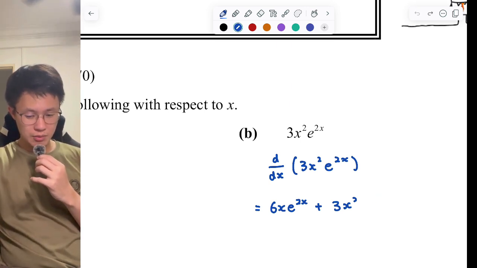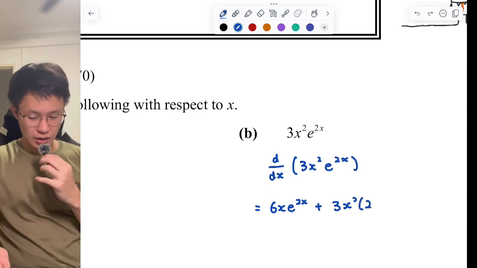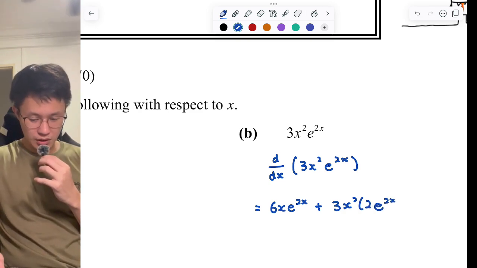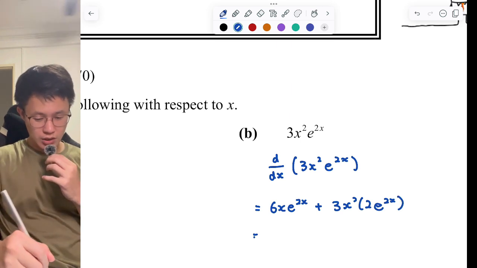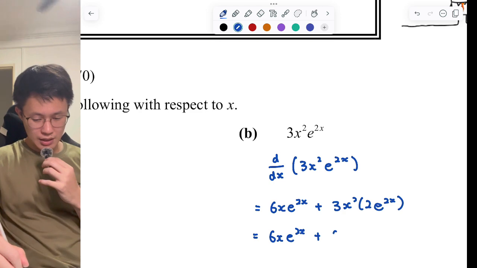Right? For me, I actually prefer to write it as 2. I like to differentiate the power and put it in front. It makes things easier for myself. So it's 2 times e to the power of 2x, which gives me 6x e to the power of 2x plus 6x squared e to the power of 2x.